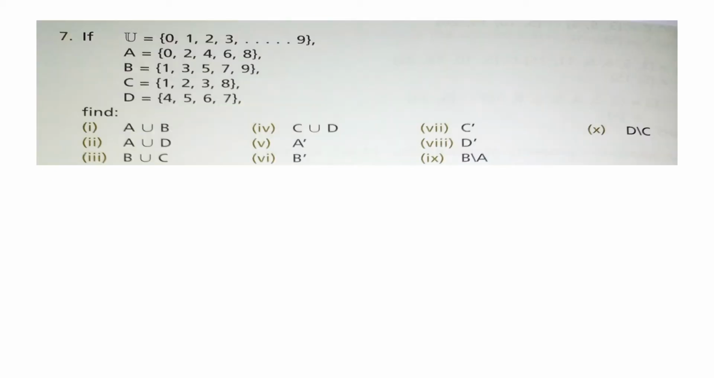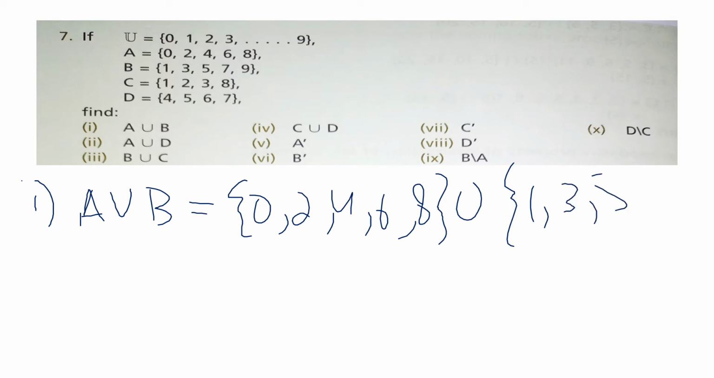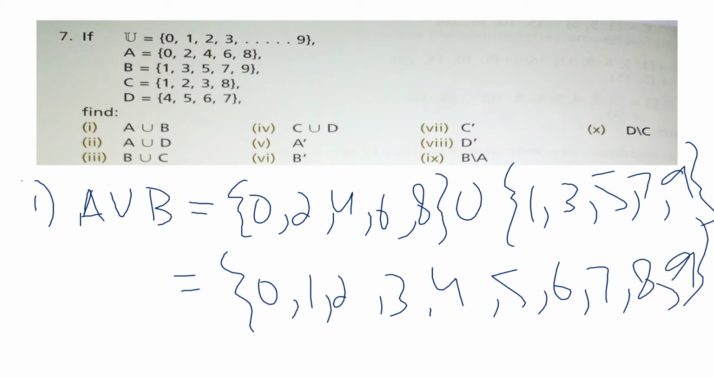Now question number 7 is again the same. I'm going to solve a few parts here, and the rest of the parts you have to do in your homework. Okay, the first one is A union B. We have studied union and intersection in our first lecture. So what is the set A here? 0, 2, 4, 6, 8 union B. And how do we find union? We write all the elements of both sets: 0, 1, 2, 3, 4, 5, 6, 7, 8 and 9. So this is the union of A and B. And these parts you have to do in your homework.